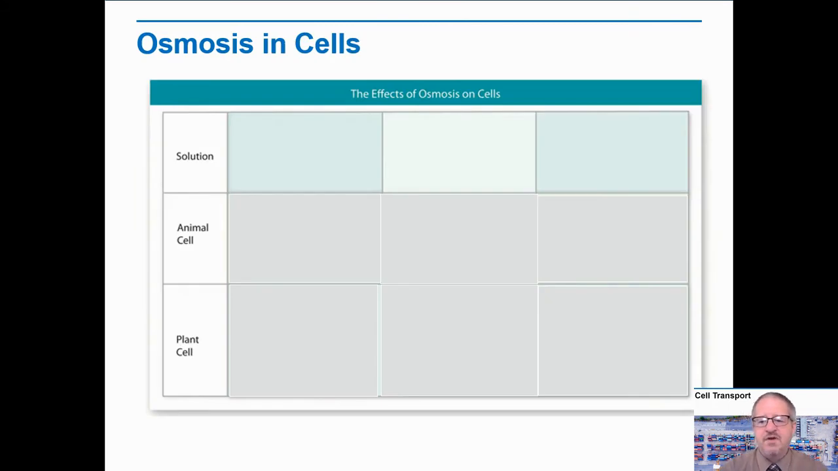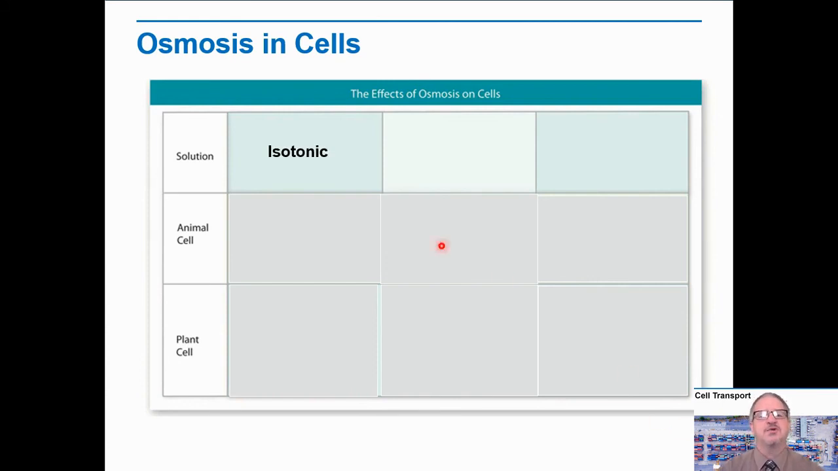All right, so driven by differences in solute concentration, the net movement of water out of or into a cell produces a force known as osmotic pressure. So we're talking about osmosis, right? So the pressure that's created by this movement is called osmotic pressure, pressure created by osmosis.